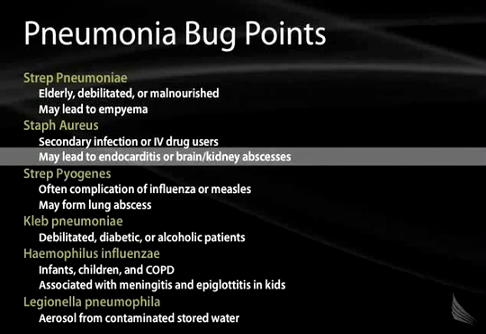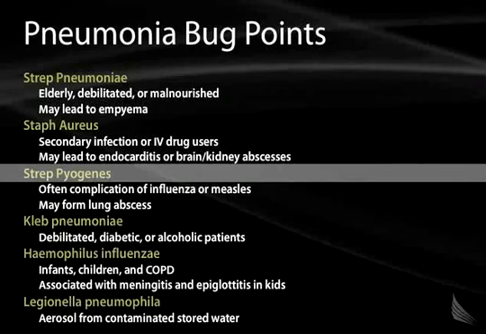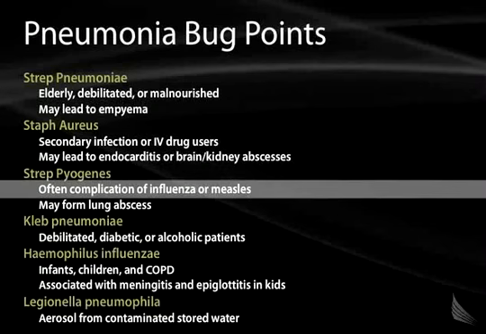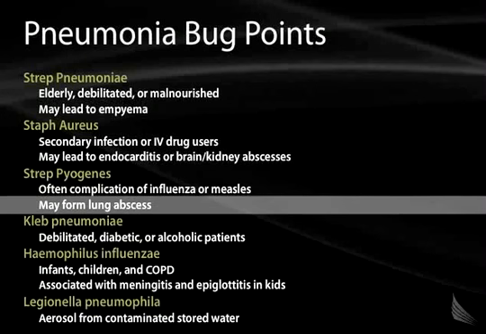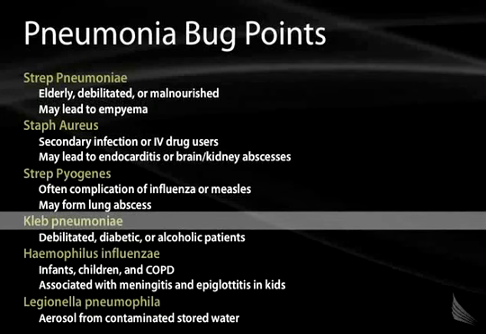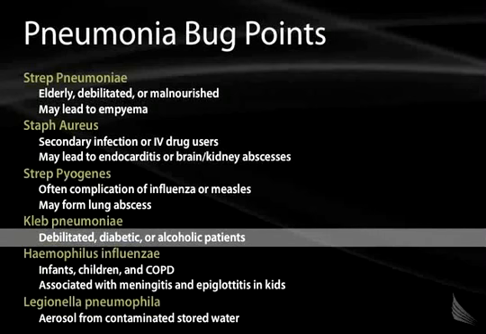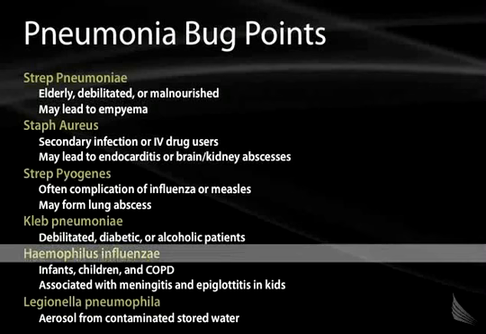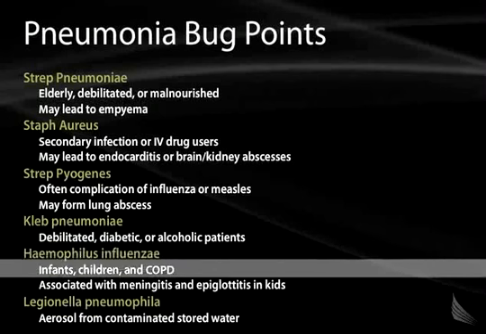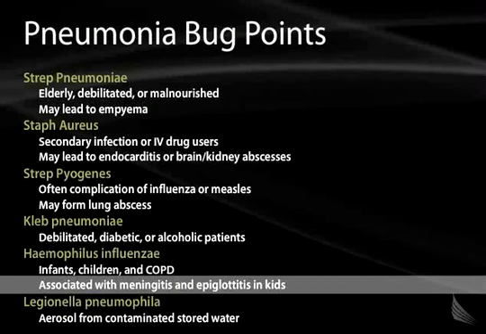One thing with Staph aureus is it can cause a lot of hemoptysis. Strep pyogenes is also complicated by influenza or measles, and this can cause lung abscesses as well. Klebsiella, just like Strep pneumoniae, is normally seen in debilitated, elderly patients, diabetics, or some alcoholic patients as well. Haemophilus influenzae is normally seen in infants, children, and COPD patients. It can cause meningitis as well as epiglottitis.